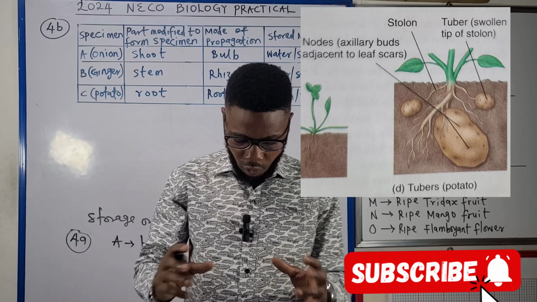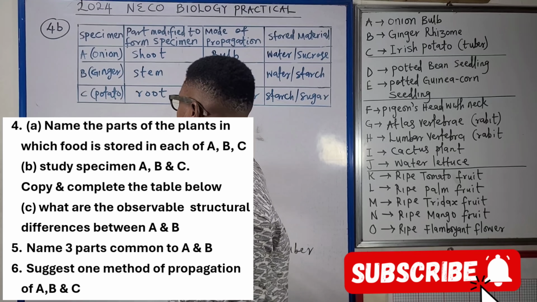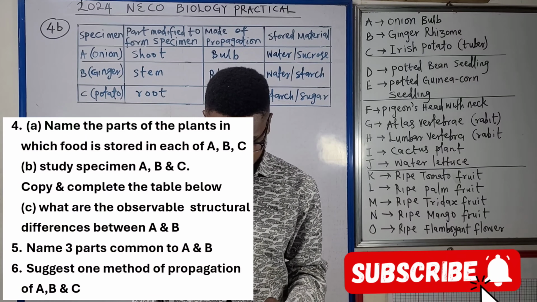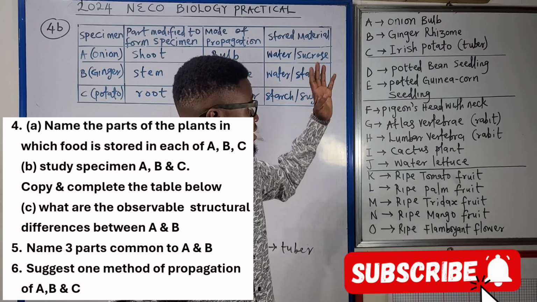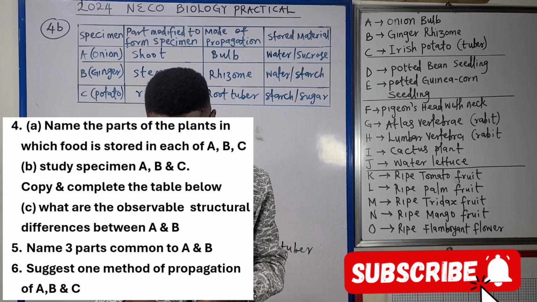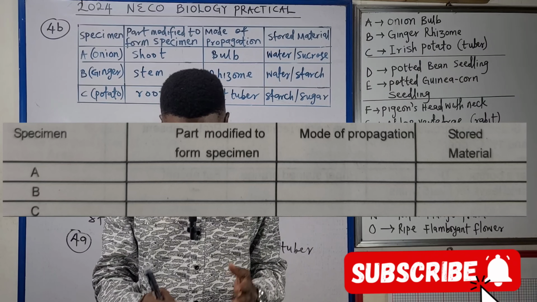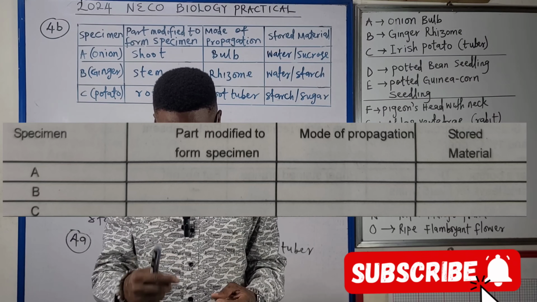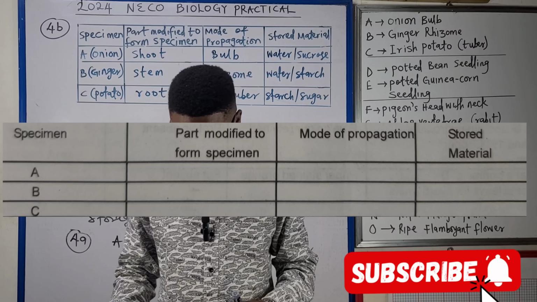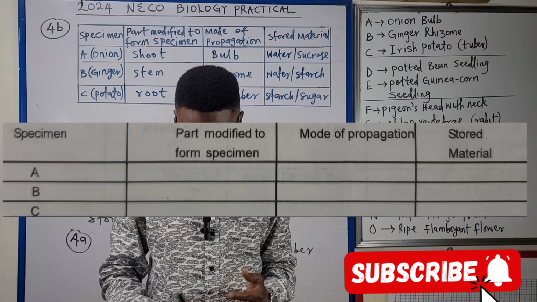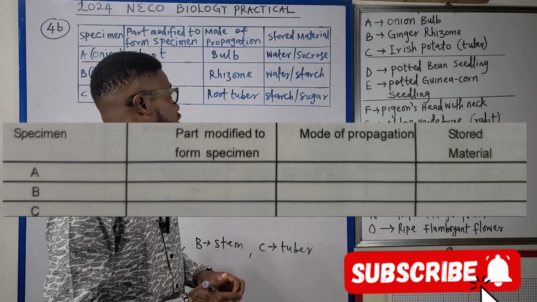Moving on to question 4, we can have the question in another format. We were told in this question 4B that we should study specimens A, B, and C very well, and we should use that to copy and complete the table below. You can see the table. We were given the specimen. We were told to name the part modified to form those specimen. We were also told to state the mode of propagation and the materials stored in those specimen.